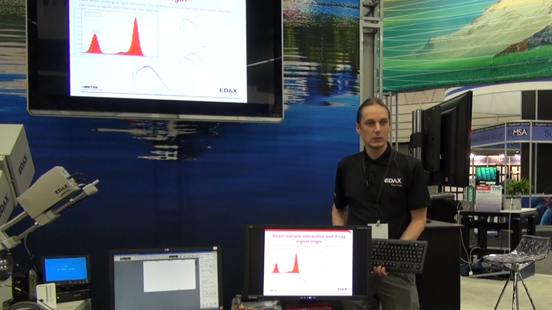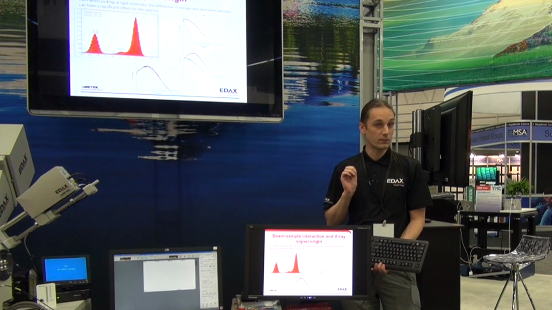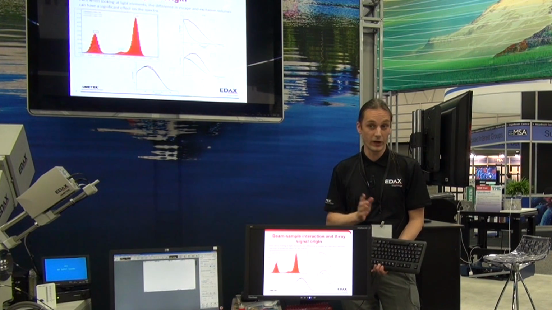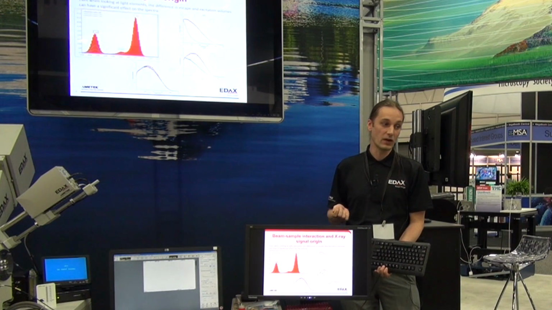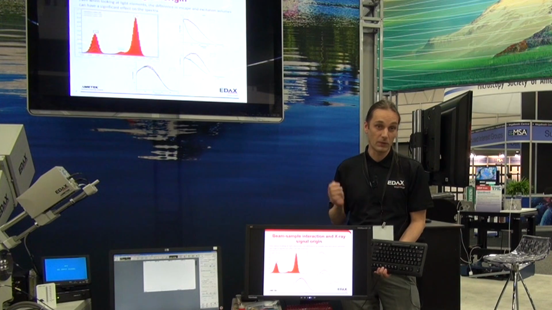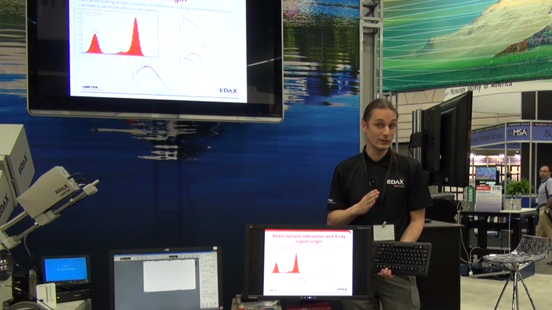So low kV means high surface sensitivity, and that's one of the primary reasons we want to go to lower energy ranges. Another can be your sample. If you have a beam sensitive sample or you don't want to deposit charge too deeply into it, it's another good reason to go to the low kV range.